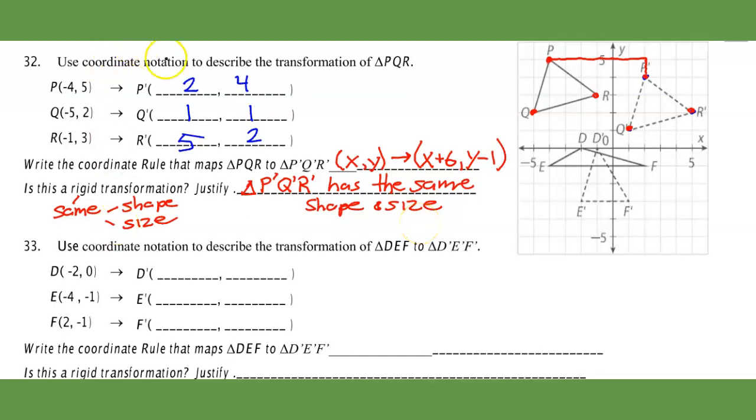Let's do one more. See, for D prime, E prime, F prime. So D prime, find it right there. It's going to be -1, 0. E prime is going to be -2, comma negative 3. F prime looks like it'll be 1, comma negative 3. All right, now we need to write a rule that maps one to the other. So X comma Y is going to map to what?